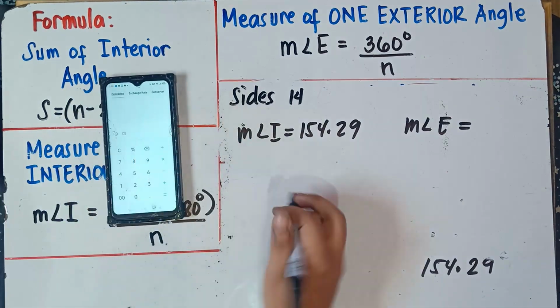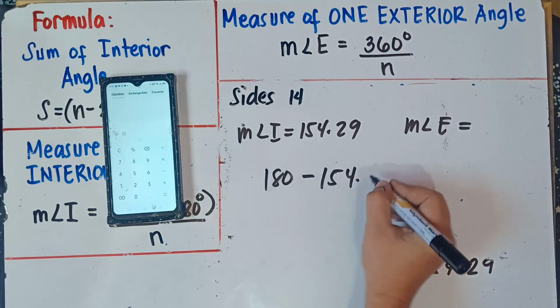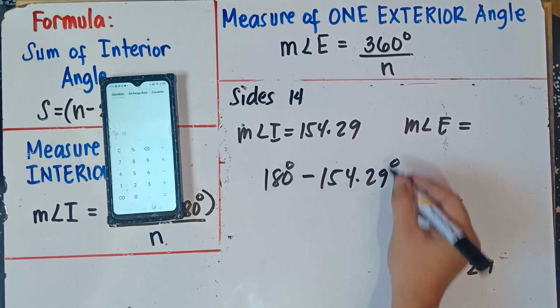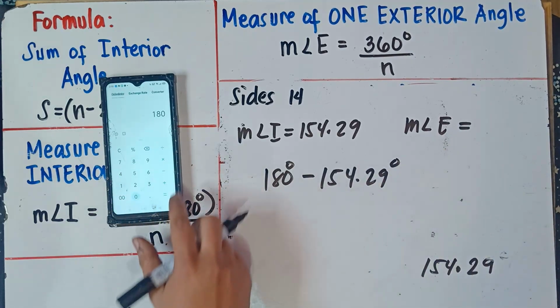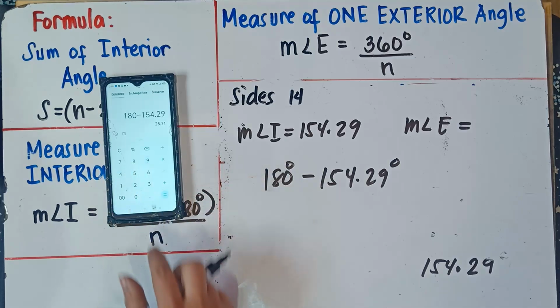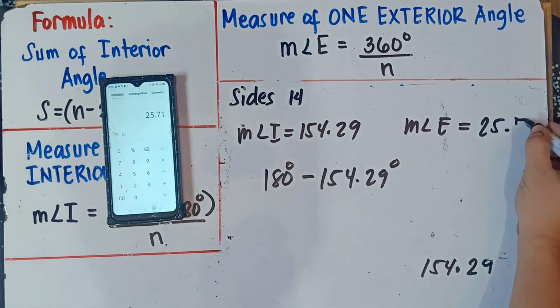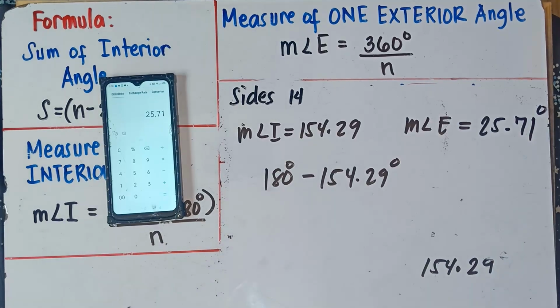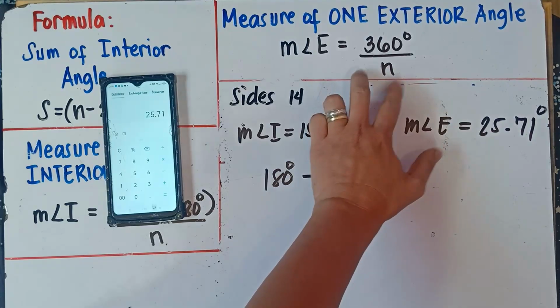Okay, from 180, there will be 180 minus 154.29 degrees, and that would be the measure of one exterior angle. So 180 minus 154.29. Therefore, the measure of one exterior angle would be 25.71 degrees. Even, class, if you use this formula, I'm sure you will have the same answer.